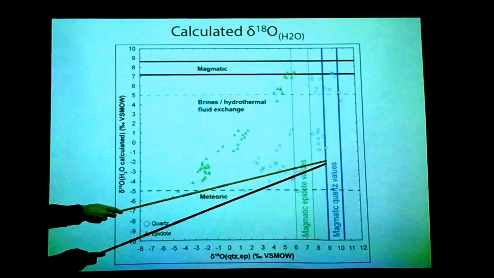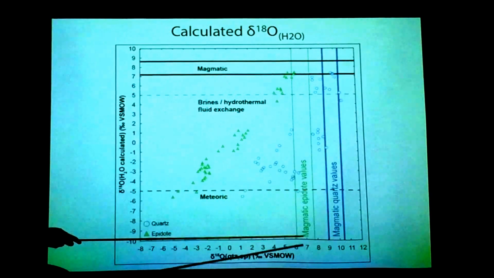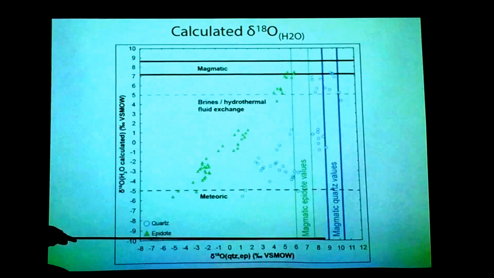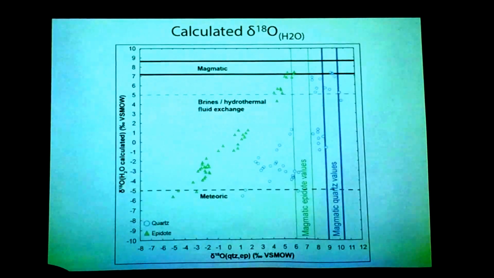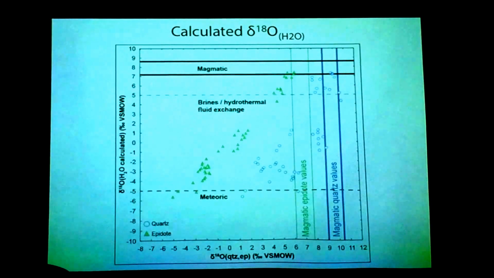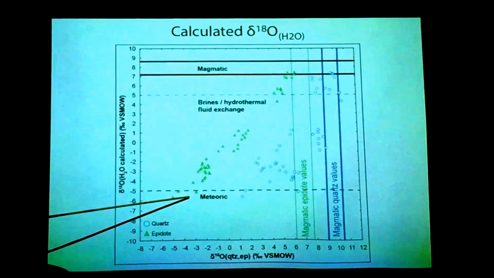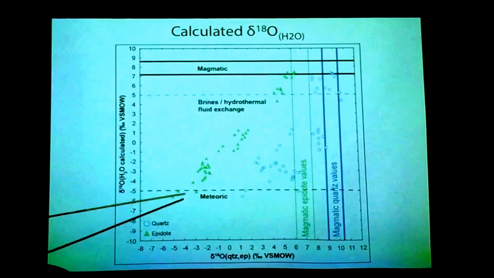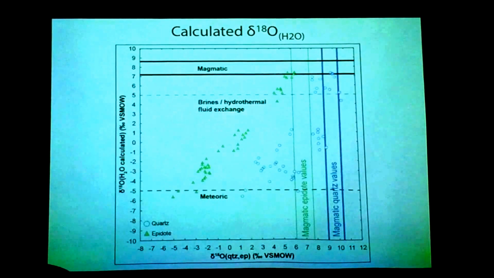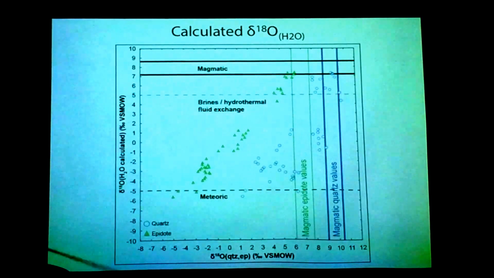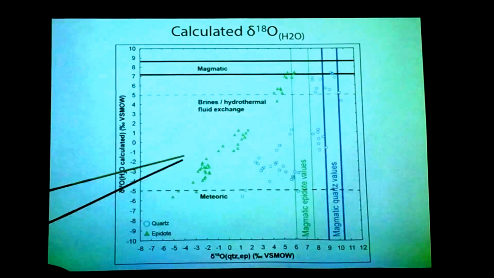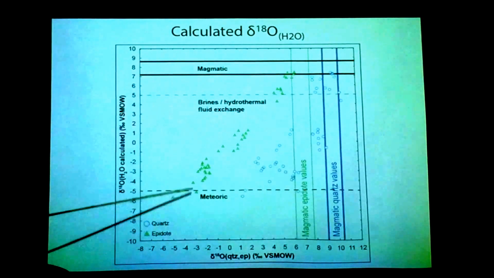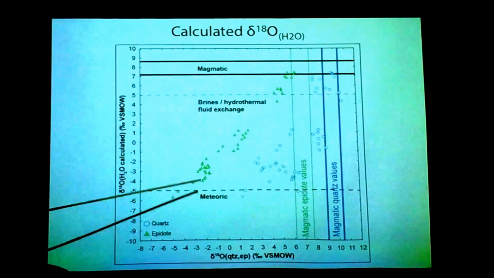The blue vertical bar here represents magmatic quartz values. The green vertical bar represents magmatic epidote values. The horizontal black bar here represents magmatic delta 18 calculated water values, and meteoric values for water at the Chemehuevi latitude are around -5 per mil. In between these two, we have the brines and hydrothermal fluid exchange to be -5 to 5 per mil. So we do see calculated delta 18 fluid values coming near this surface-derived fluid signature.